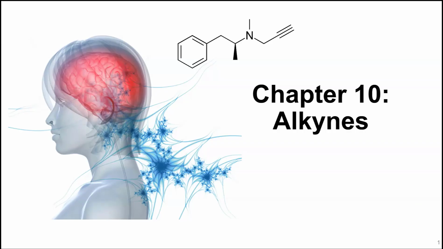In Chapter 10, we'll be looking at reactions with alkynes. What is shown here is an Alzheimer's drug, which is called selegiline, and you can see here there is an alkyne functional group in there and also a center of chirality.